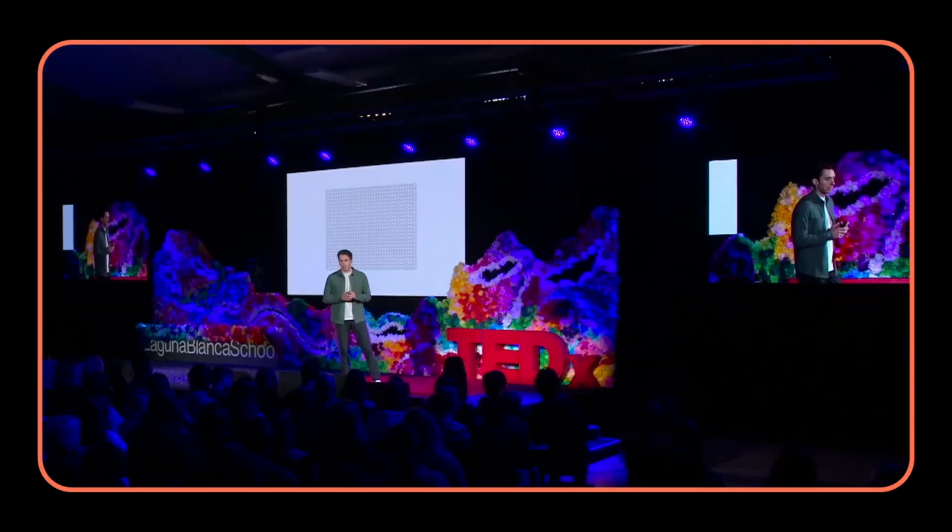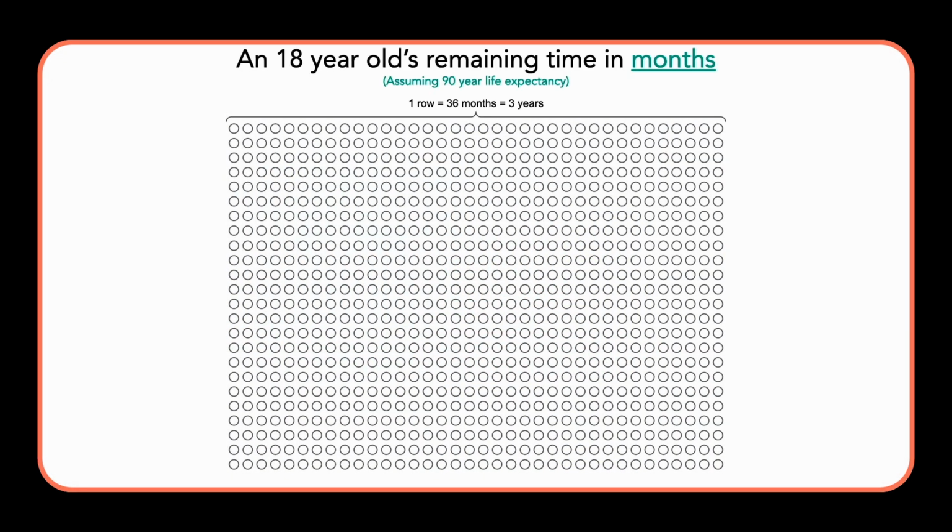The dots on this screen represent an adult life in months, assuming a life expectancy of 90. So if you're 18 years old right now, this is an optimistic estimate of the months that you have left.